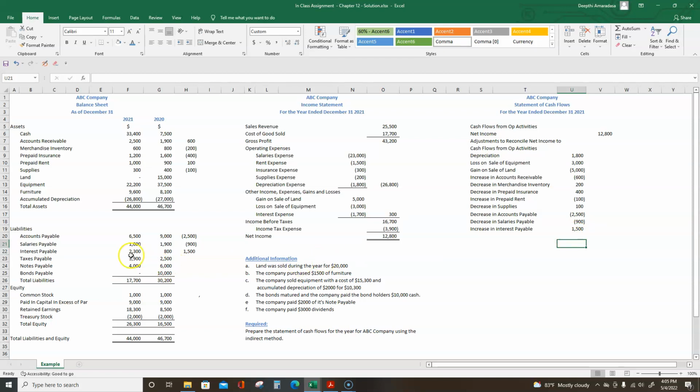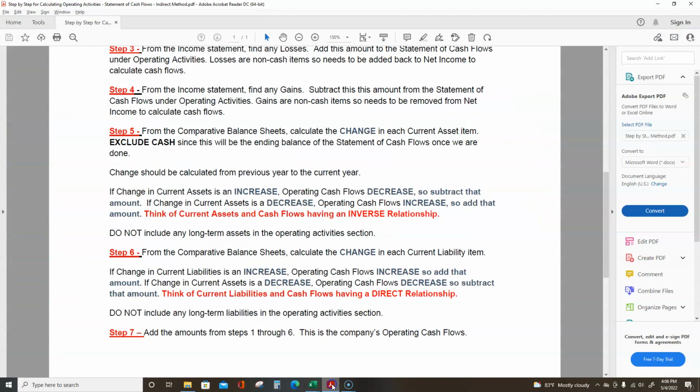The last current liability is taxes payable. How did that change? The change is also an increase, and it's an increase of $1,400. That increase of $1,400 will cause operating cash flows also to increase by $1,400. That is the last item of current liabilities. Notes payable is a long-term liability. Let's go back to the instruction sheet.